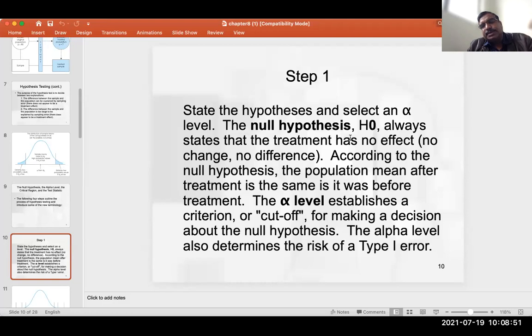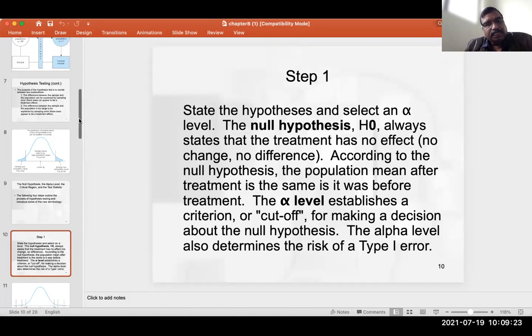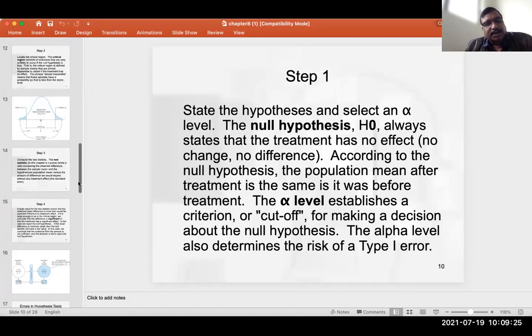So when you represent the C value as a fraction, if you represent 95%, that means the alpha value should be 0.05, right? That is the significance level, or the cutoff for making a decision about the null hypothesis. The alpha level also determines the risk of type 1 error. What is the type 1 error? In the last class, we discussed type 1 error.